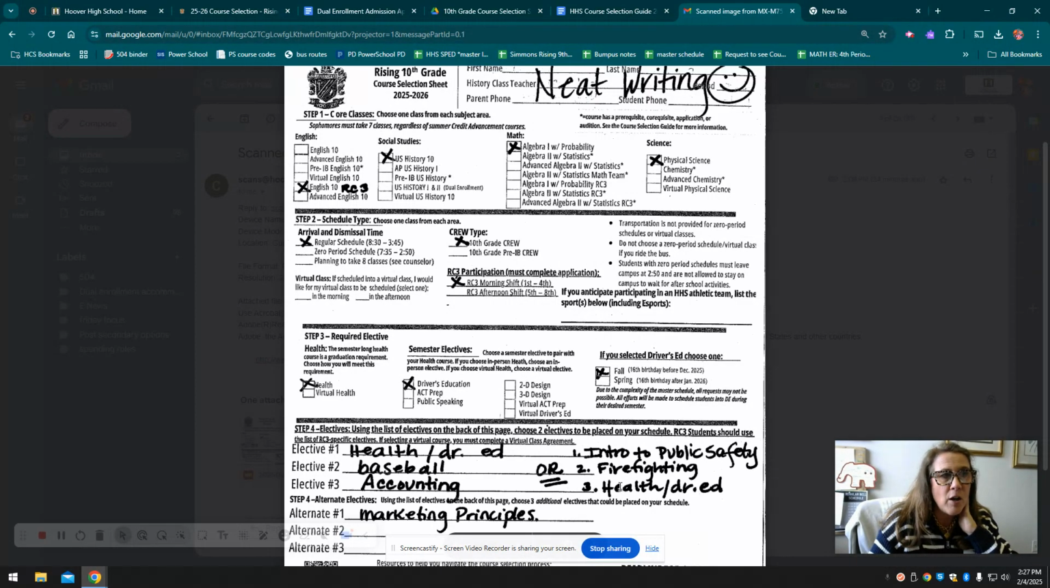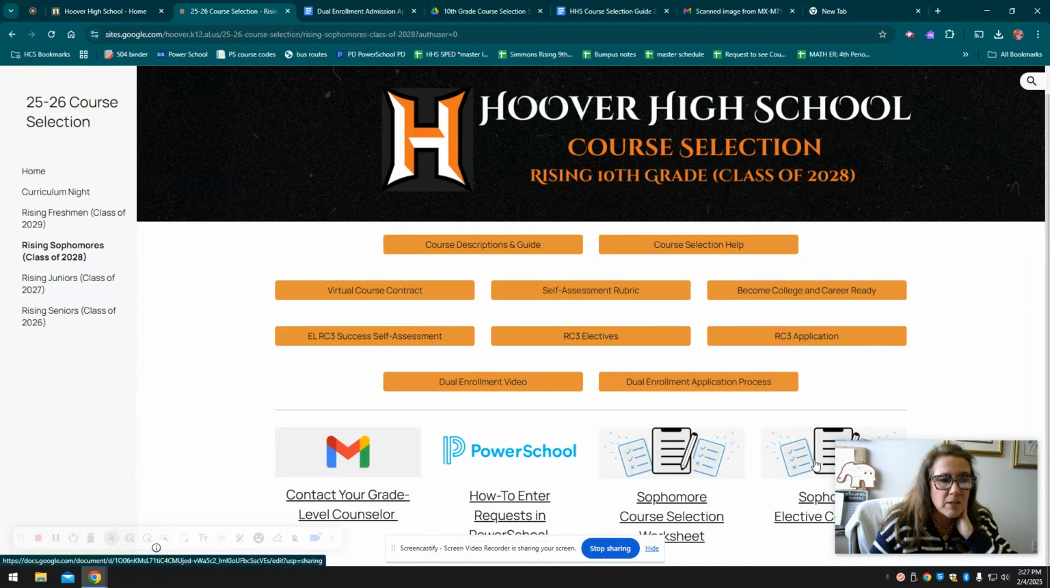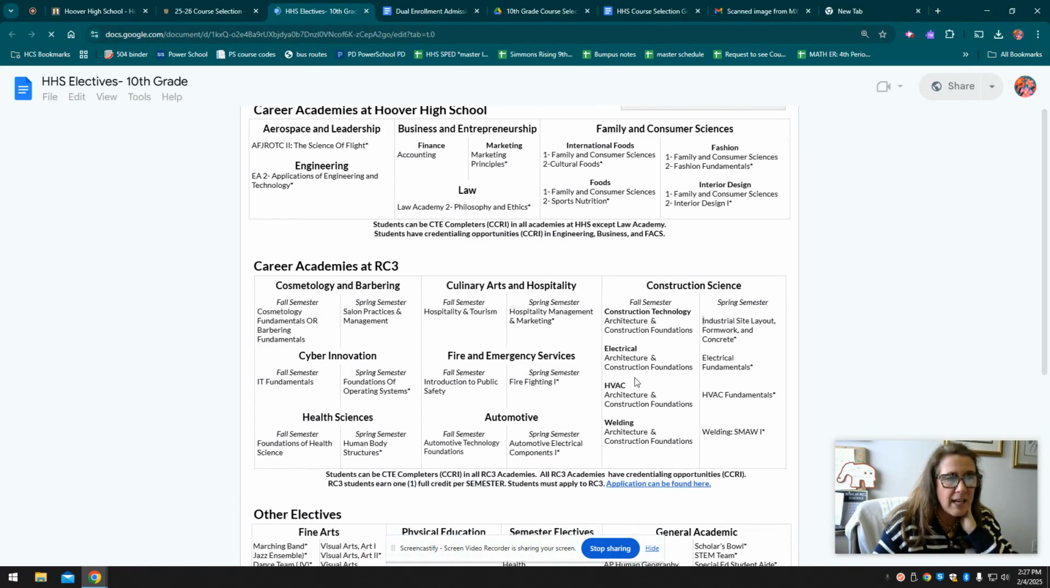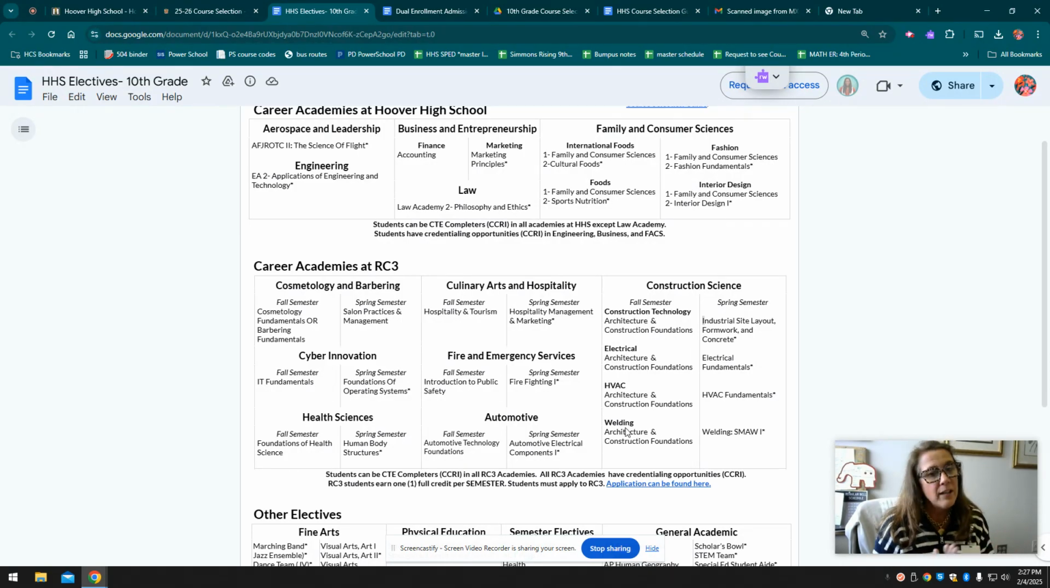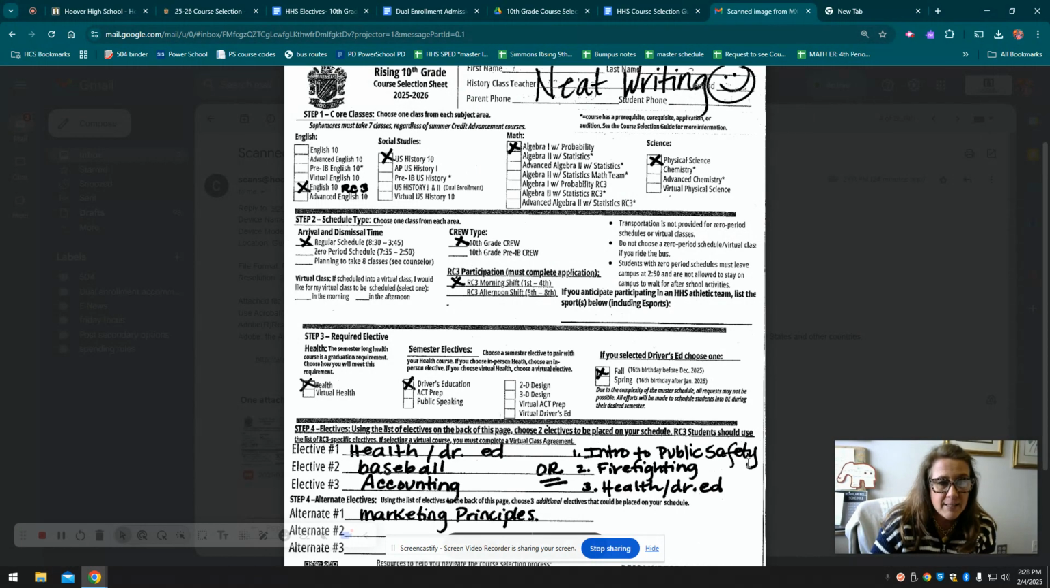If a student is doing RC3, if you notice on our course selection sheet right here, it says sophomore electives. So if you click right there, these are all the electives that our sophomores can take. Right here in the middle, if a student is going to RC3, they need to write in 2 electives. They're going to take one in the fall and one in the spring. So on their course selection sheet, where it says or, they would write Intro to Public Safety, and then they would write firefighting. That counts as 2 electives.